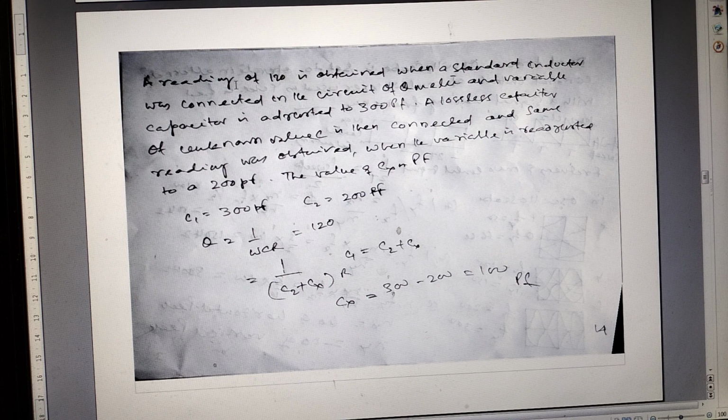Here is a Q meter. The Q meter formula is 1 by omega CR, but one capacitor is added, so C2 changed to 200. In the first case C is coming 300, and the first C is 100, then after that C2 is equal to 200, so Cx is coming 100. With this, the presentation is complete.